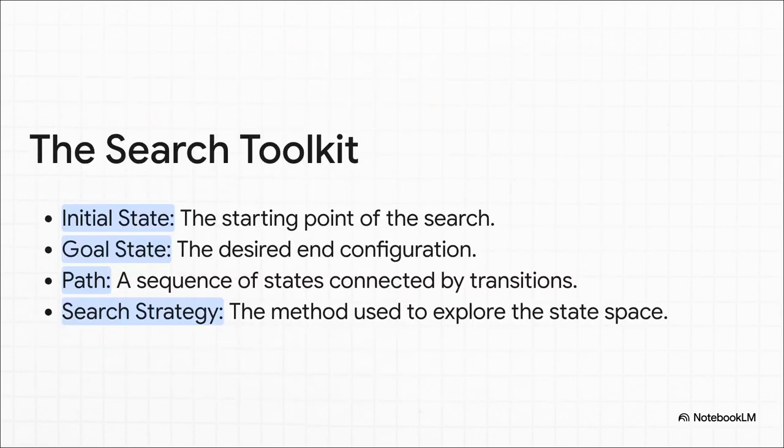So here's the key takeaway, right? Once you have this map, this state space, solving a problem for an AI just becomes a search. It's looking for the right path from the beginning, the initial state, to the solution, the goal state. And it uses a specific strategy to search that map.